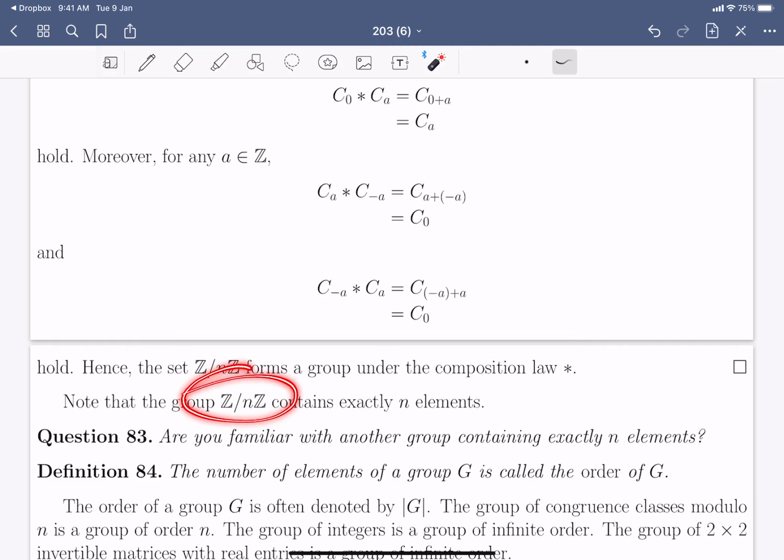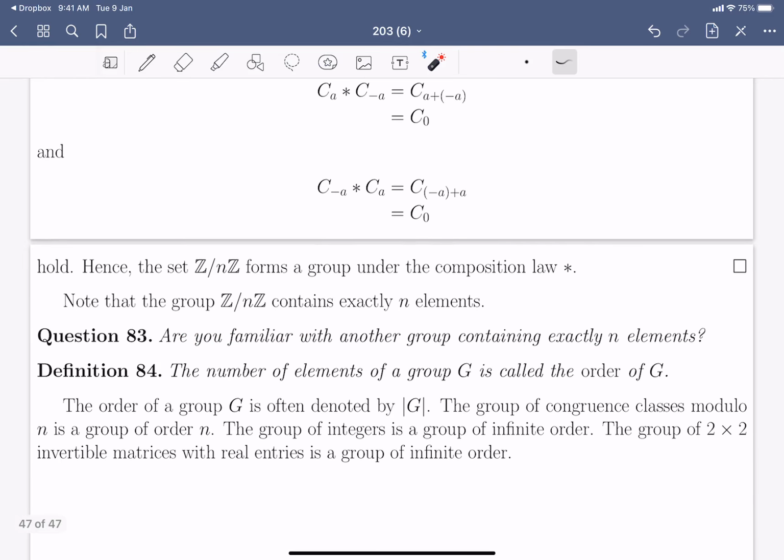Anyway, note that this group Z mod nZ contains exactly n elements. This leads to the following question: are there other groups containing exactly n elements? Are you familiar with any? If so, then write it down. Just a few more notations and remarks. The number of elements of a group is called the order of that group. If you have a group G, its order is denoted by |G|, G within two vertical lines. The group of congruence classes modulo n that we have just studied is a group of order n.